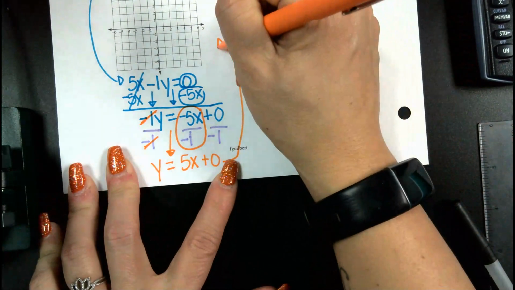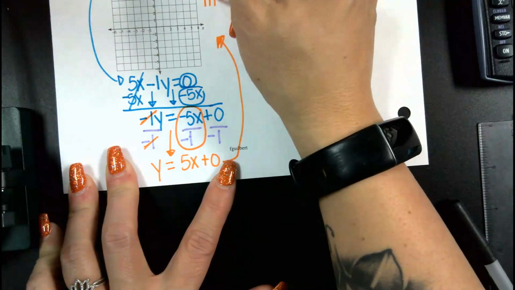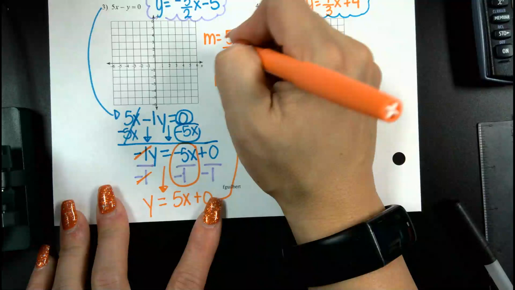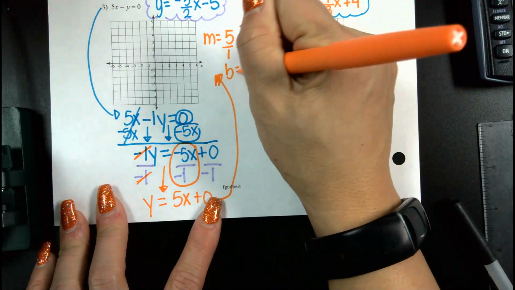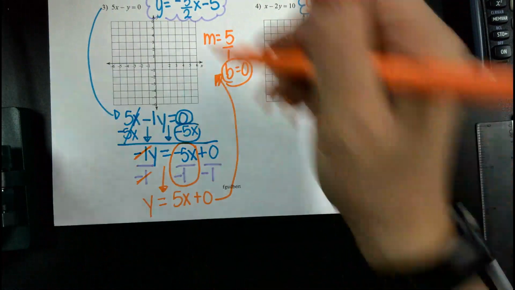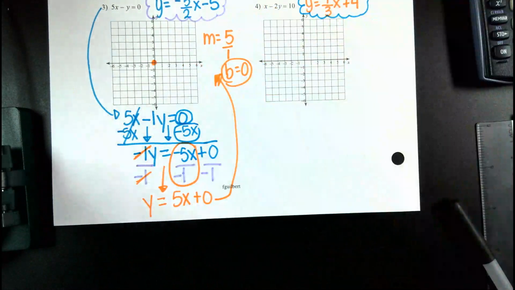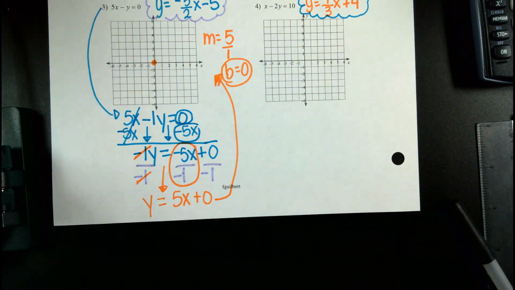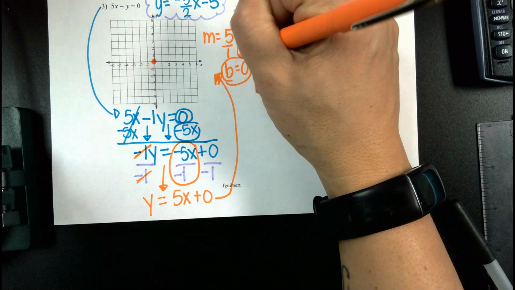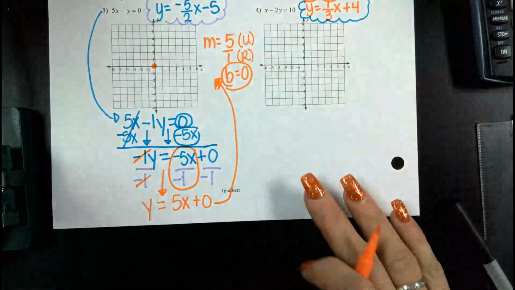And when we identify our slope, if it's just 5, what can I put underneath it? A 1. And then our y-intercept would be the 0. So your starting point is the origin. That 0, 0. And then with a positive 5, we would go up 5, right 1.